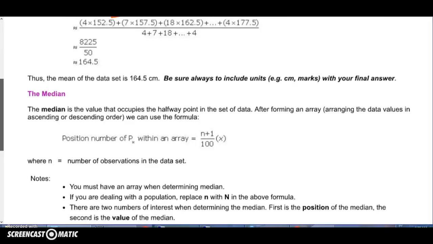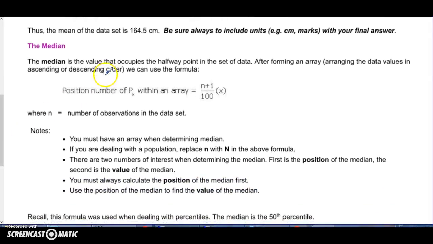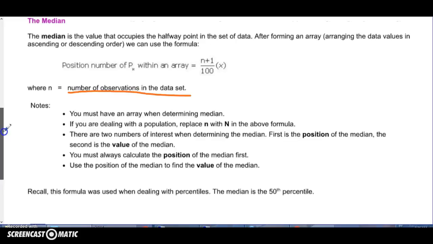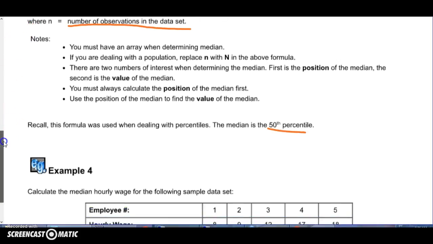Okay, so again, you got this little cool symbol here. The median, okay, so the median is the middle position. The median is the value that occupies the halfway point in the data. So here we represent that by, the other day we were talking about the 50th percentile, so that's what we're doing here. We're just talking about the median, no special situation here. The median is just the 50th percentile.